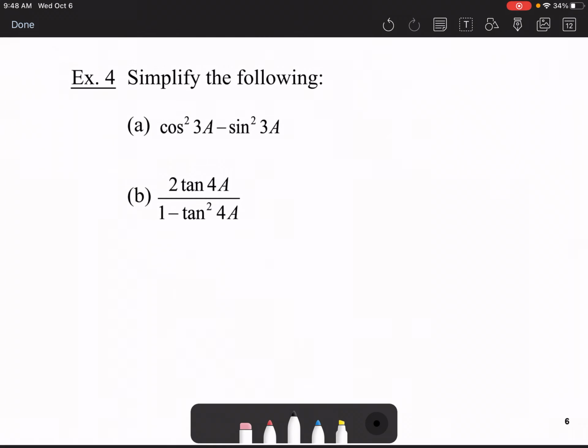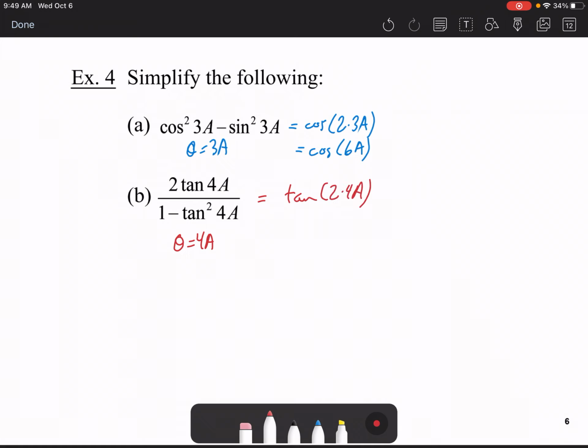Okay, how else can we use this? Well, these ones look like they're the double angle formulas. This one looks like cosine 2 theta, where theta is equal to 3A. So this can be simplified into cosine of 2 times 3A, which is equal to cosine of 6A. The second function looks as if theta is equal to 4A for the tangent function. So this would be tan of 2 times 4A, or tan of 8A as another option.